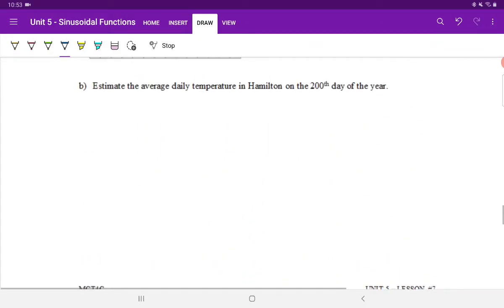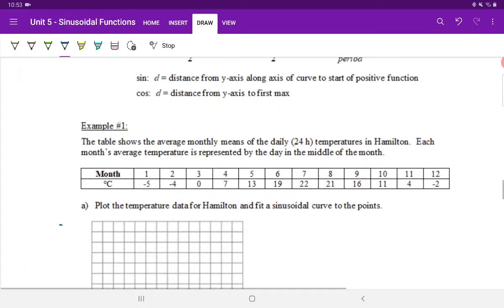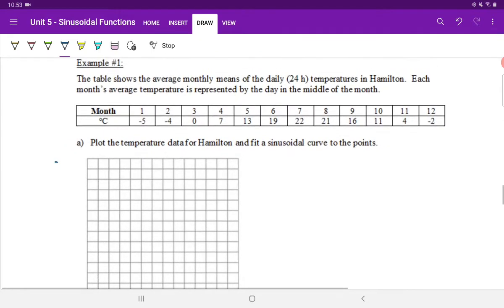All right. So in the previous lesson, we were given the graphs. Now we're not going to be given the graphs. Okay. So let's begin with an example here. In this example, we're just kind of getting warmed up.